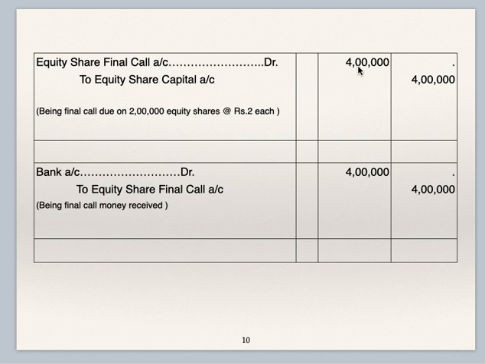So when shares are partly paid, always your first entry is to show final call money due. Equity share final call account debit 4 lakhs to equity share capital 4 lakhs. Final call money due on 2 lakh equity shares at rupees 2 each. Bank account debit to equity share final call account being final call money received. So your final call account gets cancelled here.